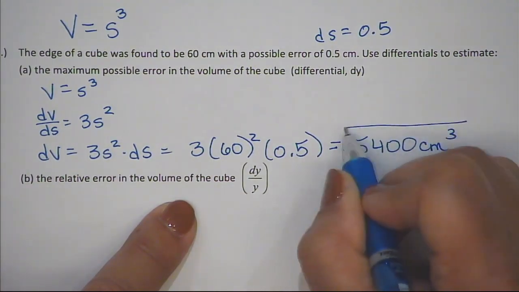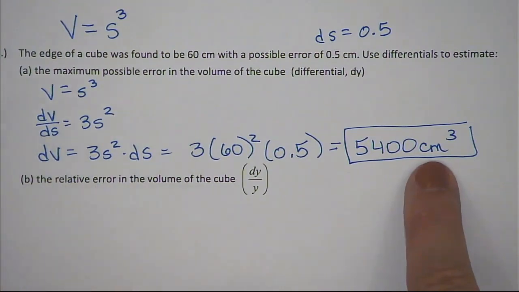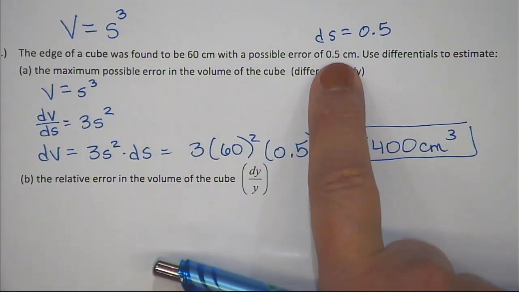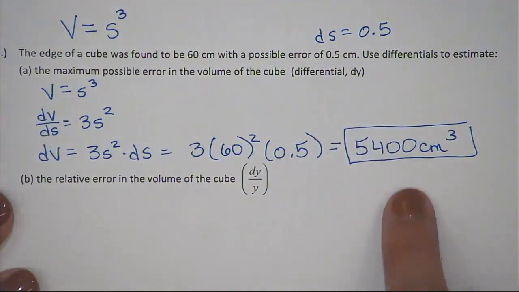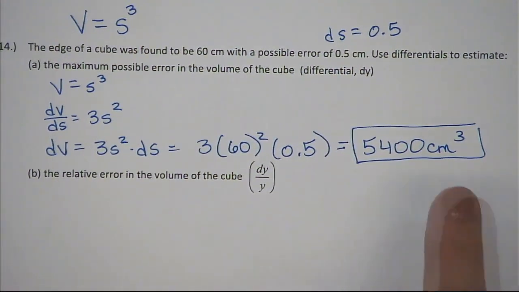All right. So that's the, now think about that. That's cubic centimeters, you know, I mean a centimeter is not a big thing. But if your side went from 60 to 60.5, that's only a change in the side of 0.5. The volume changes by 5,400 cubic centimeters. That's a huge change for just changing the radius or that side that much.